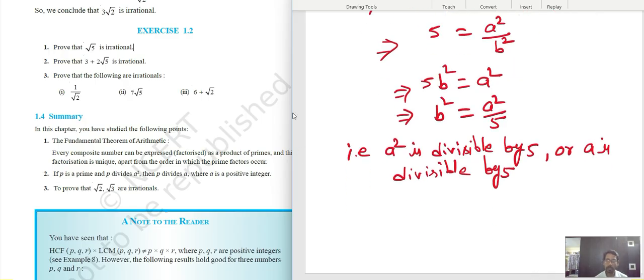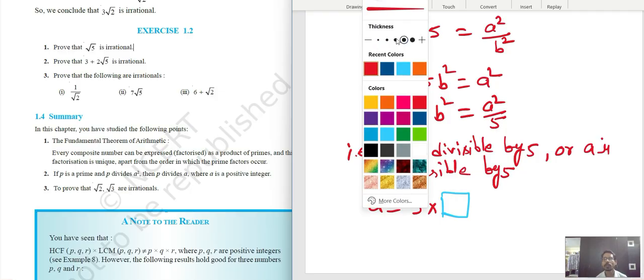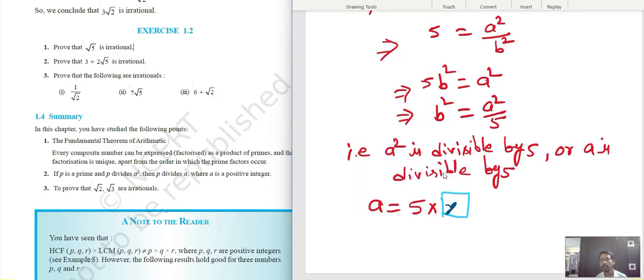Okay, a is divisible by 5. Means what? a will come in the table of 5: 5 1s are 5, 5 2s are 10. In how many times will a come? Tell me. We don't know, so we can say in x times. x times a will come. So we can say a is equal to 5x.